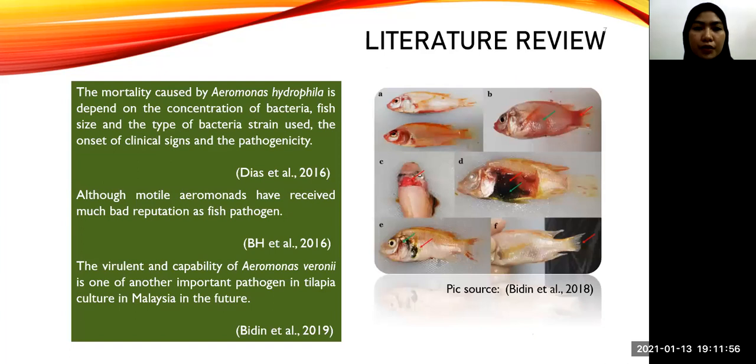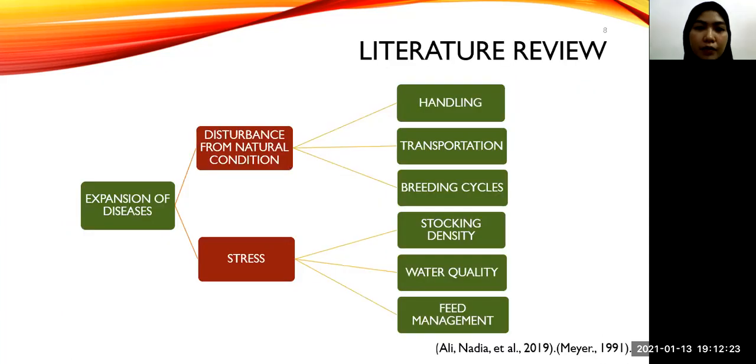For the literature review, the mortality caused by Aeromonas depends on the concentration of bacteria, fish size, the type of bacterial strain used, the onset of clinical signs, and the pathogenicity. Although motile Aeromonas have received a bad reputation as fish pathogens, the virulence and capability of Aeromonas make it another important pathogen in tilapia culture in Malaysia in the future. So this is for fish health and disease management.